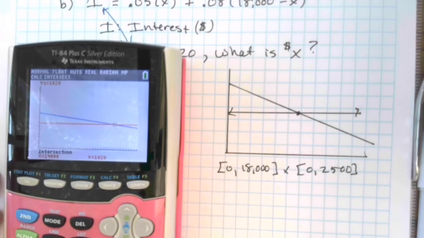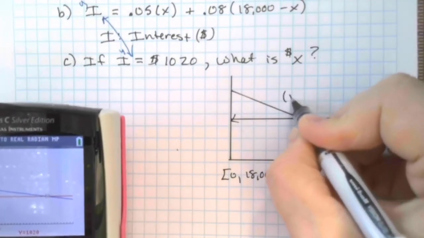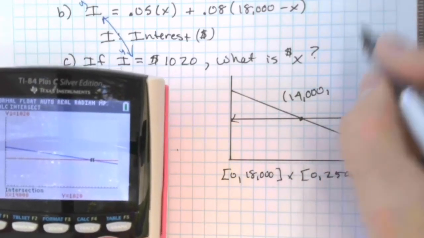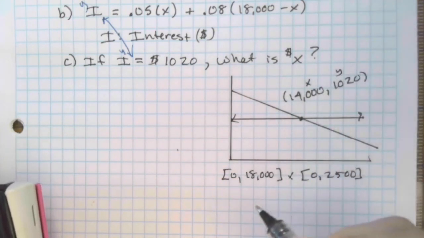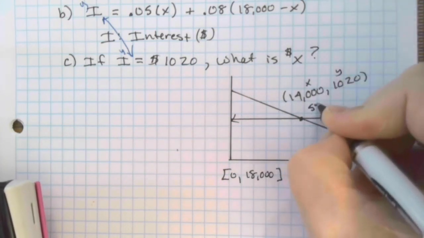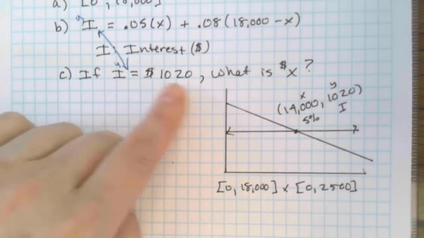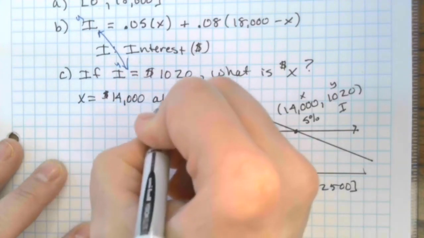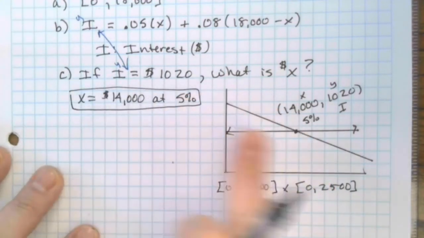And if you look at the bottom, it tells you that the intersection is X equals 14,000 and Y equals 1,020, which is what we wanted. This is our X, this is our Y. Remember that X is what's invested at 5%, Y is the interest earned. So the answer to the question, if Y is $1,020, what is X? X equals $14,000 at 5% interest. That's the answer, that's the work.